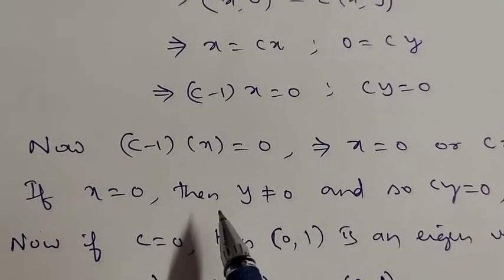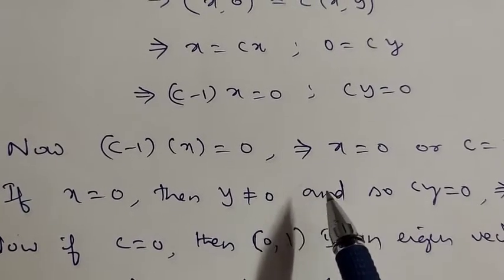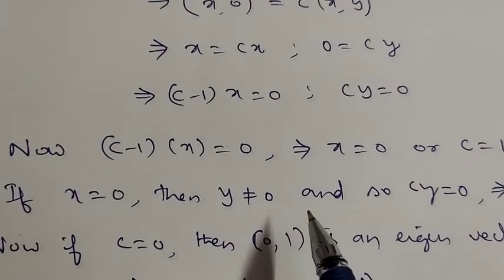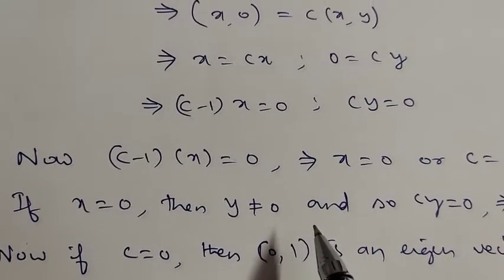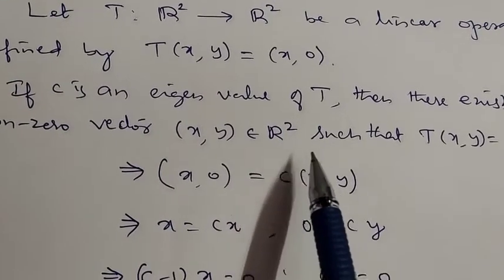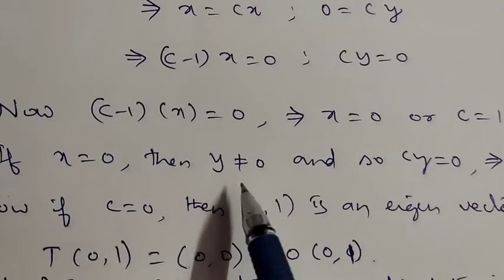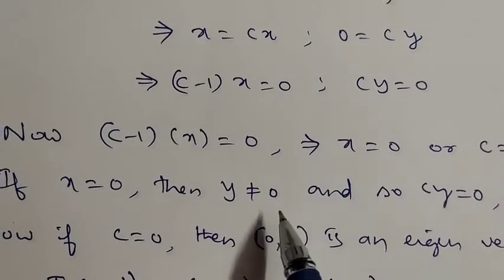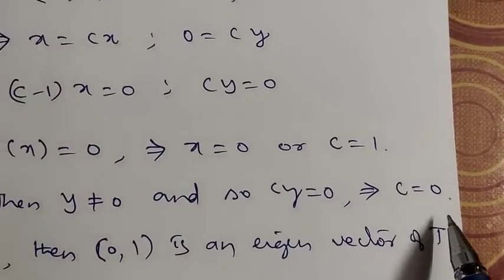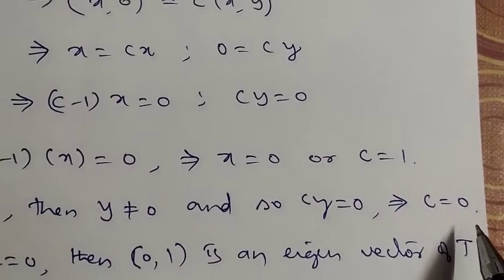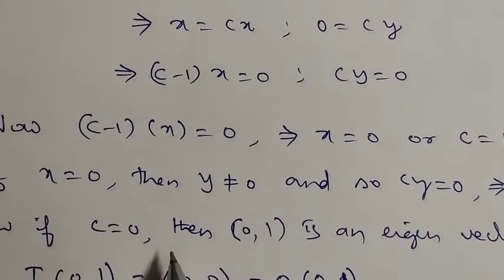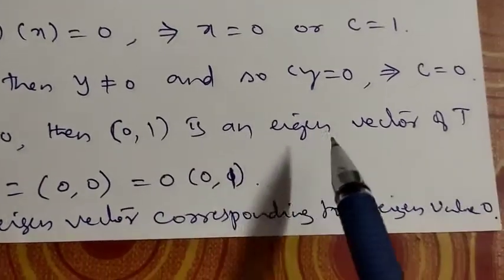Now, if x is 0, what will happen? If x is 0, then y cannot be 0. Otherwise, (x, y) becomes a 0 vector, and a 0 vector cannot be an eigenvector. (x, y) is a non-zero vector, so y cannot be 0. If y cannot be 0, then what will happen? C into y is equal to 0, and y cannot be 0, means C must be equal to 0. Okay, C must be equal to 0. Now, if I assume that C is 0, then 0 is an eigenvalue of T.